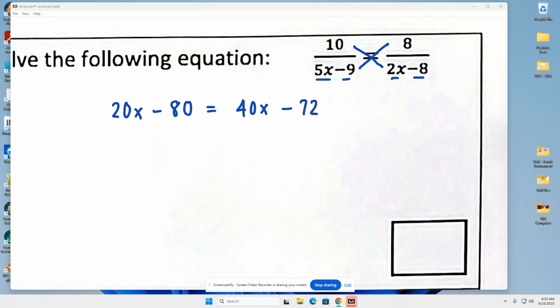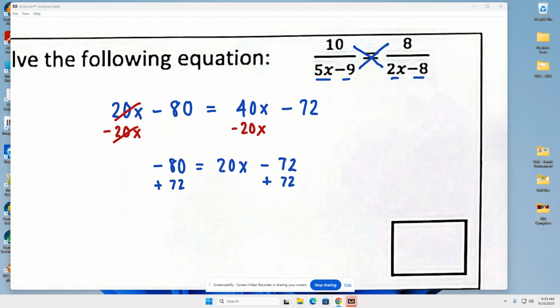All right, so I want to get my variables together. So how do I do that? Subtract 20x. It's the smaller one. These cancel. Negative 80 drops down. 40x minus 20x is 20x. Minus 72 drops down. And then, of course, I need to solve for x. Well, solving for x means I need to add 72.